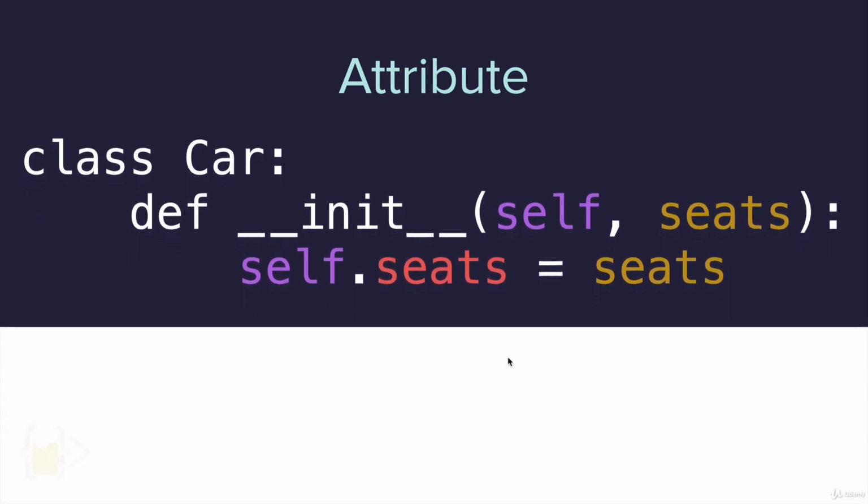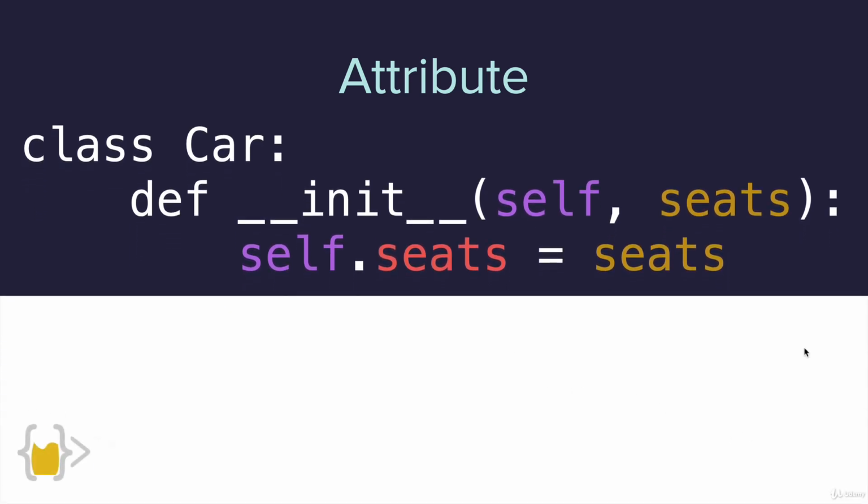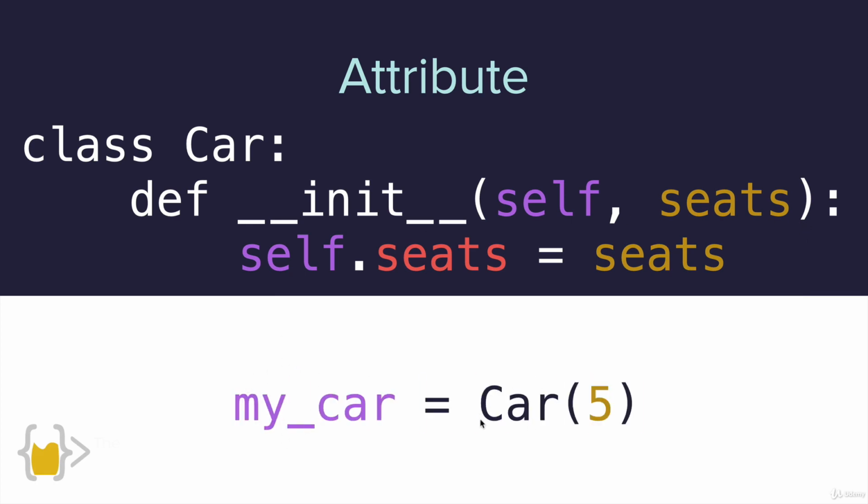This is what it would look like when we actually call our constructor. We know that we can create an object by calling the name of the class and then adding the parentheses. But if inside our init function we have some additional parameters, then we can also pass in data to those parameters, which will be used to set the attributes for that object. So in this case, once this line of code has completed, then mycar.seats is going to be equal to 5.